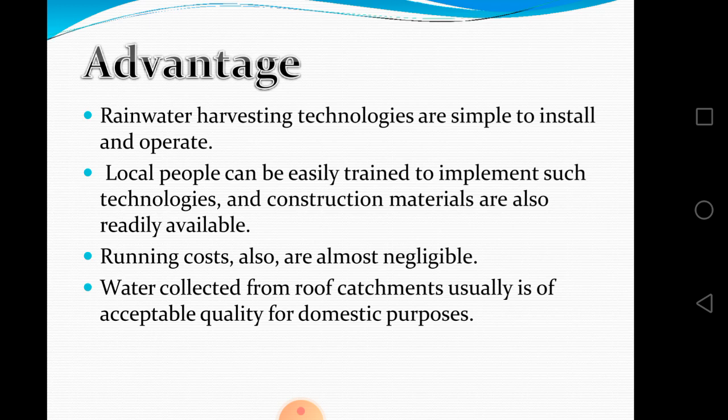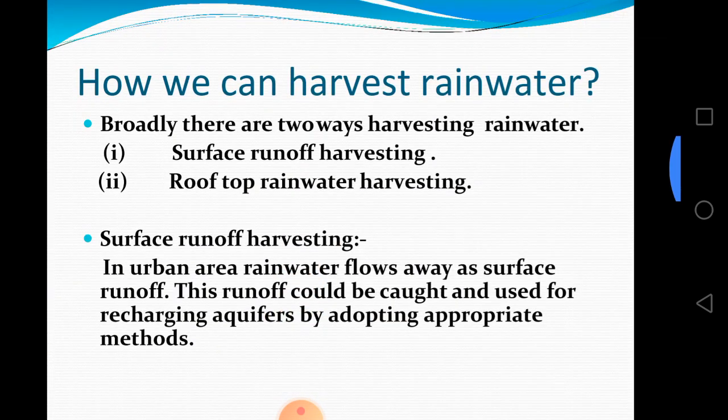Water collected from roof catchments is usually of acceptable quality for domestic purposes. The water we collect from the roof is very much enough for our domestic purposes. We collect a sufficient quantity of water from rooftop water. People in areas facing a lot of water scarcity can use this water for their domestic purposes. So that is important. And how can we harvest rainwater?